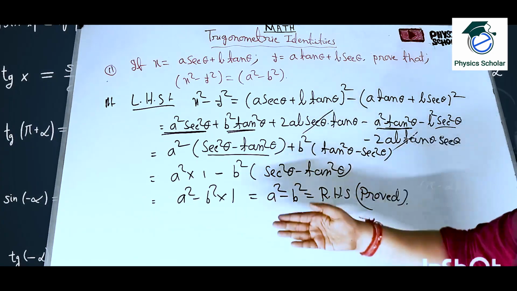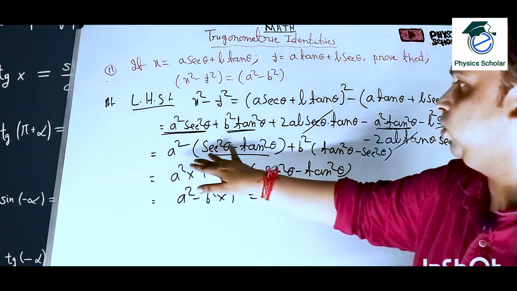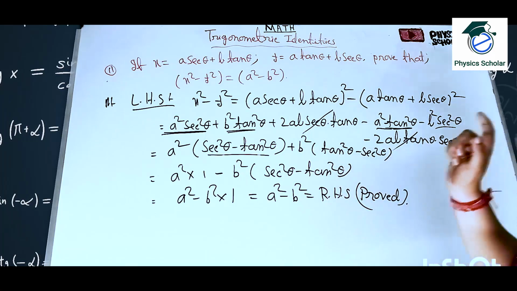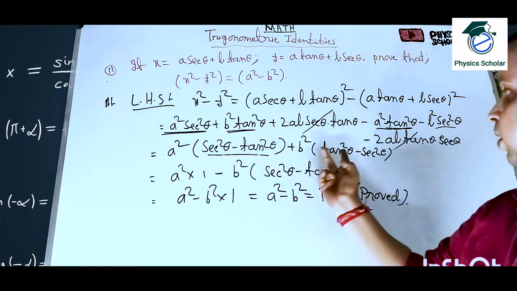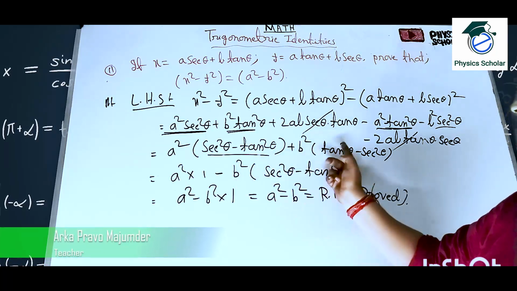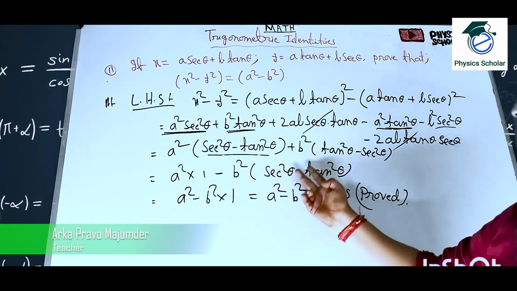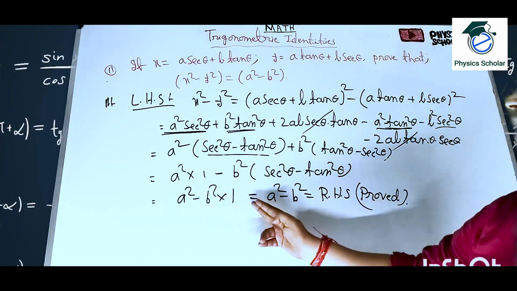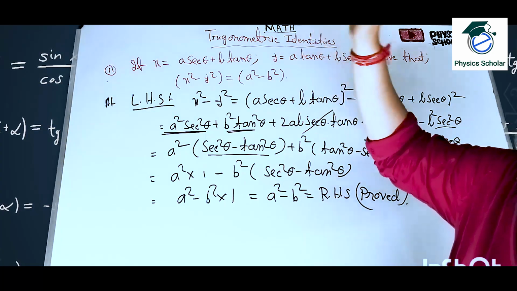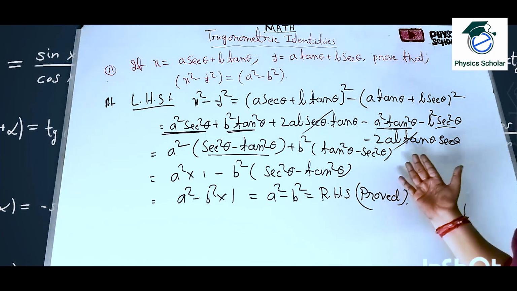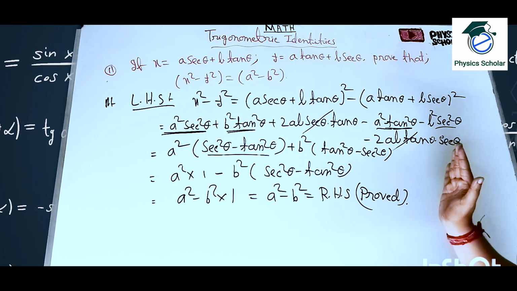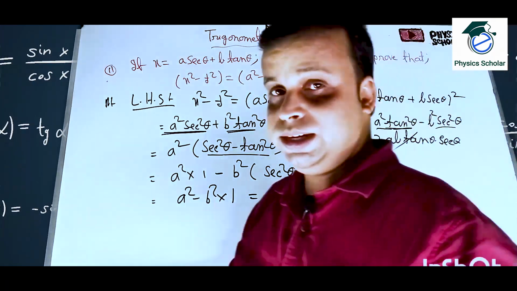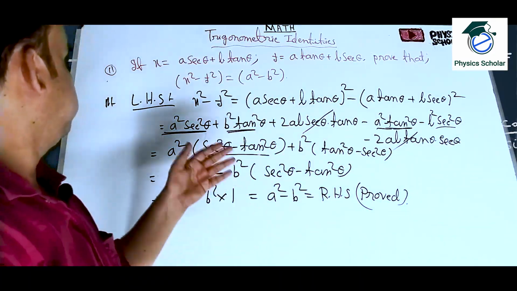Clear? Now this will be cancelled. So from these two parts a square common, so sec square theta minus tan square theta. From these two parts b square common, so plus b square means tan square theta minus sec square theta. Now a square into this part is 1. We are taking minus outside, so minus b square into sec square theta minus tan square theta, which is again 1. So a square minus b square into 1, that means a square minus b square, which is equal to right hand side. So students, hope you have understood this sum. Clear? And also you can pause the video and copy the sum. Clear? So now let us move to the next video.